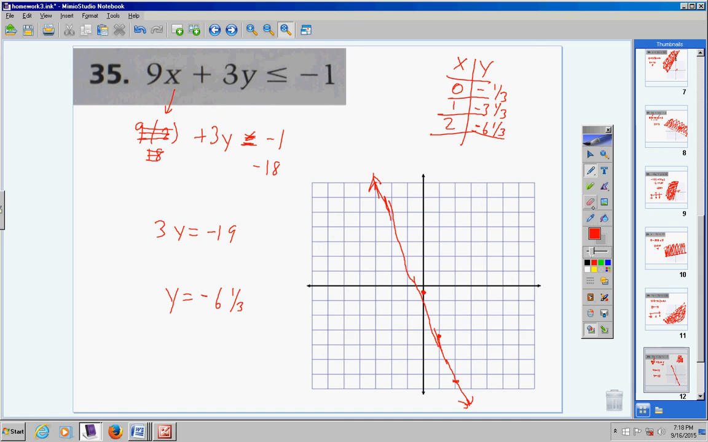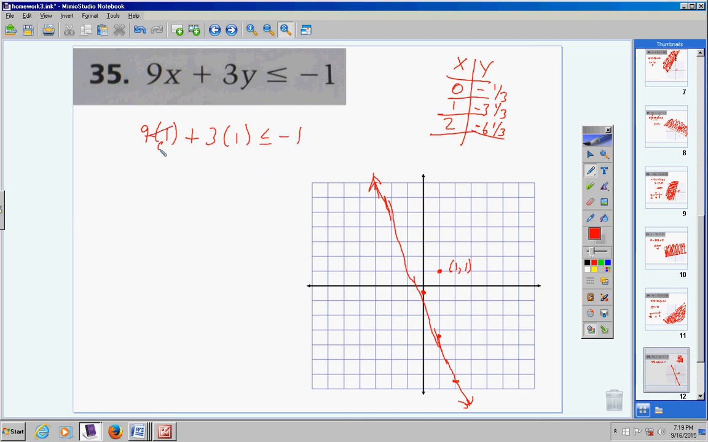Now, next, we have to test a point to see where to shade. I could use 0, 0. I'm going to jump up here to 1, 1, just to get away from the line. So where the x is, I'm going to put a 1. Where the y is, I'm going to put a 1. And now let's see what we get.